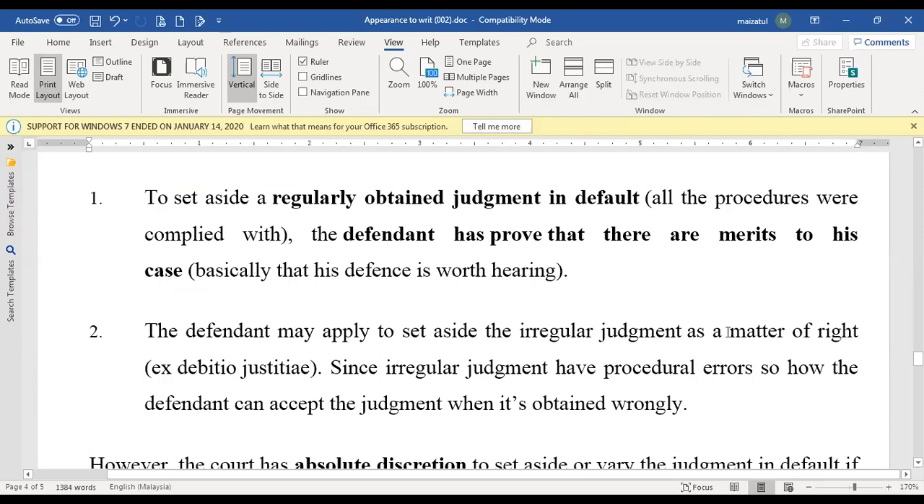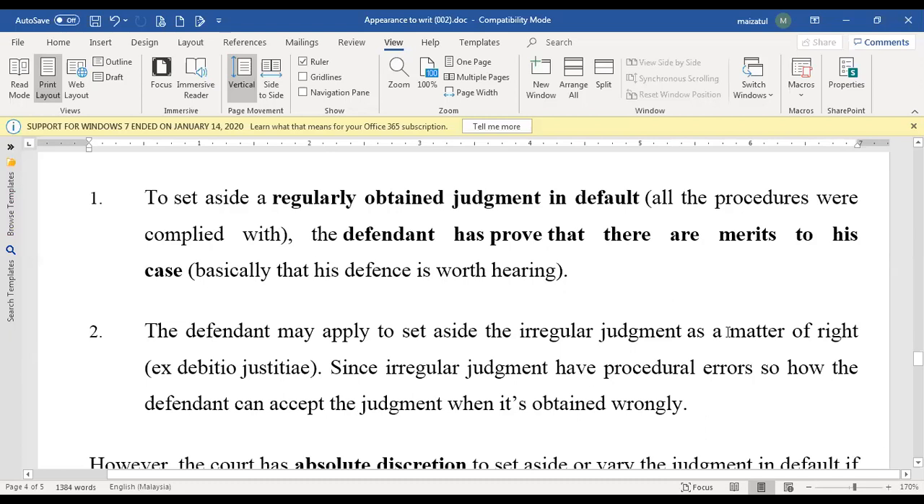Okay, in a regular obtained judgment in default, which means there is no error in procedure, or the procedure is complied with, the defendant must prove there is a merit to his case. So it has to be proved to the court that there is a defense worth to be heard by the courts. Okay, there is a merit to the case.